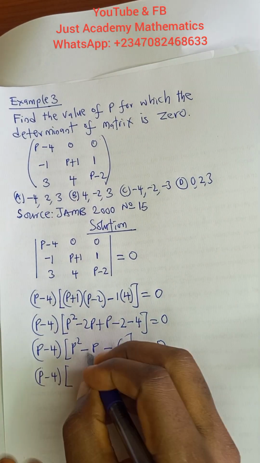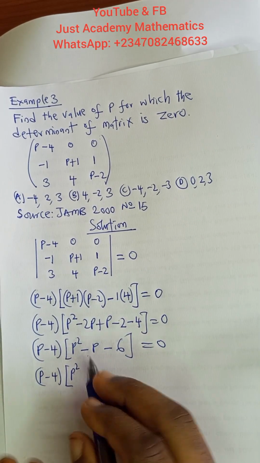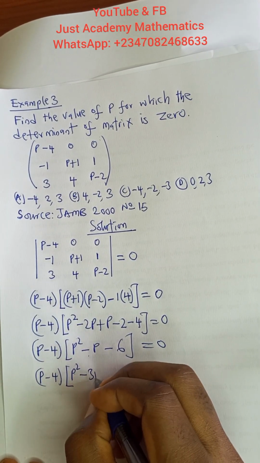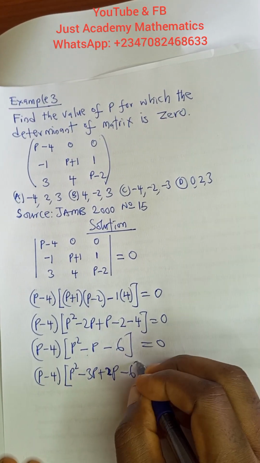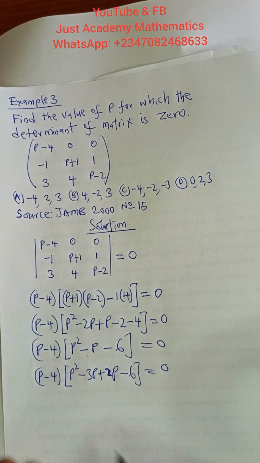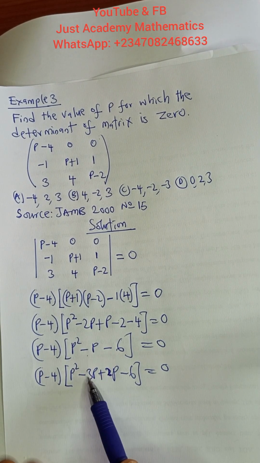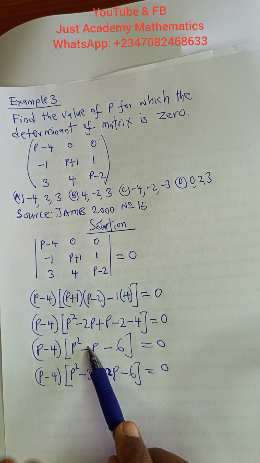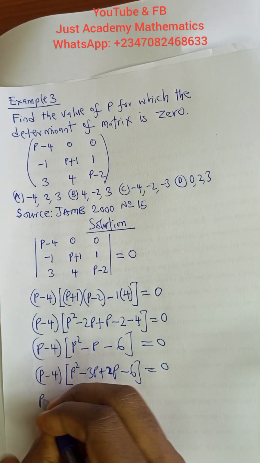So we'll replace this minus P. We'll have that P square, then this minus P will be replaced with minus 3P plus 2P, minus 6 equals to 0. Nothing has changed. This P square, look at it. This minus P is this 2. Minus 3P plus 2P is still minus P. This is this. So let's factorize in pairs.